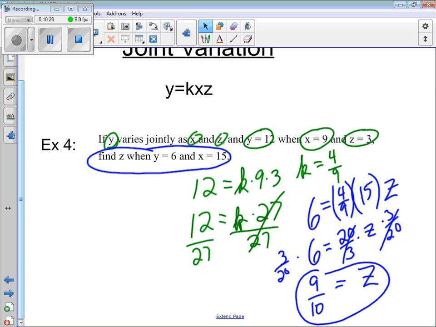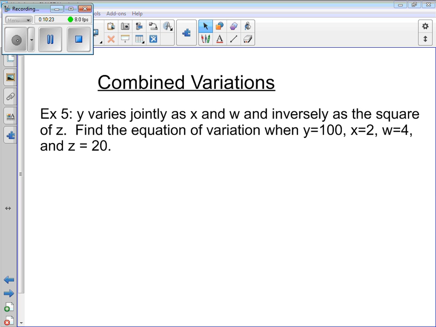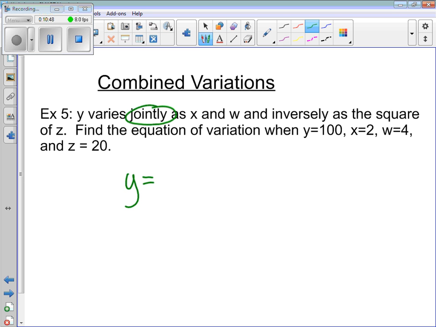All right, last problem of the day, or night in your case maybe. We're going to combine the variations. So I've definitely seen released SOLs that are very, very similar to this. We have Y varies jointly as X and W and inversely as the square of Z. Now this sounds really crazy, but first thing we have is jointly. Y varies jointly, so Y equals K times X times W. It's a joint variation, but instead of X and Z, it's X and W.